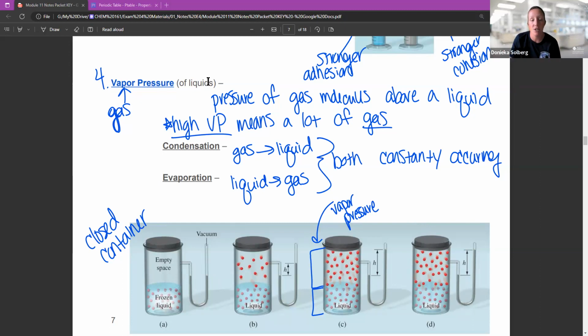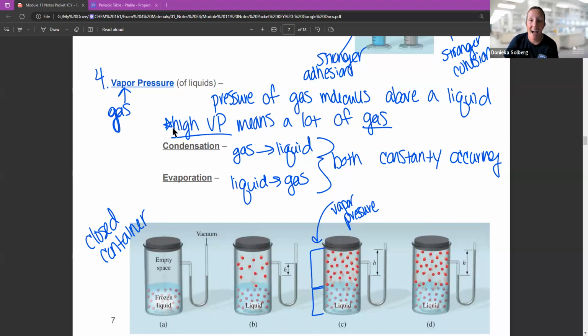Some of that liquid is going to turn into gas. Like if you have a container, a bottle of water, there's water particles, gas particles in the top part there. Okay, so vapor pressure is the pressure of the gas molecules above a liquid in a closed container. So I have this closed container. If you have a liquid, some of them are turning into gas. So they're kind of going back and forth. Some turn into gas, some turn into liquid, and vice versa.